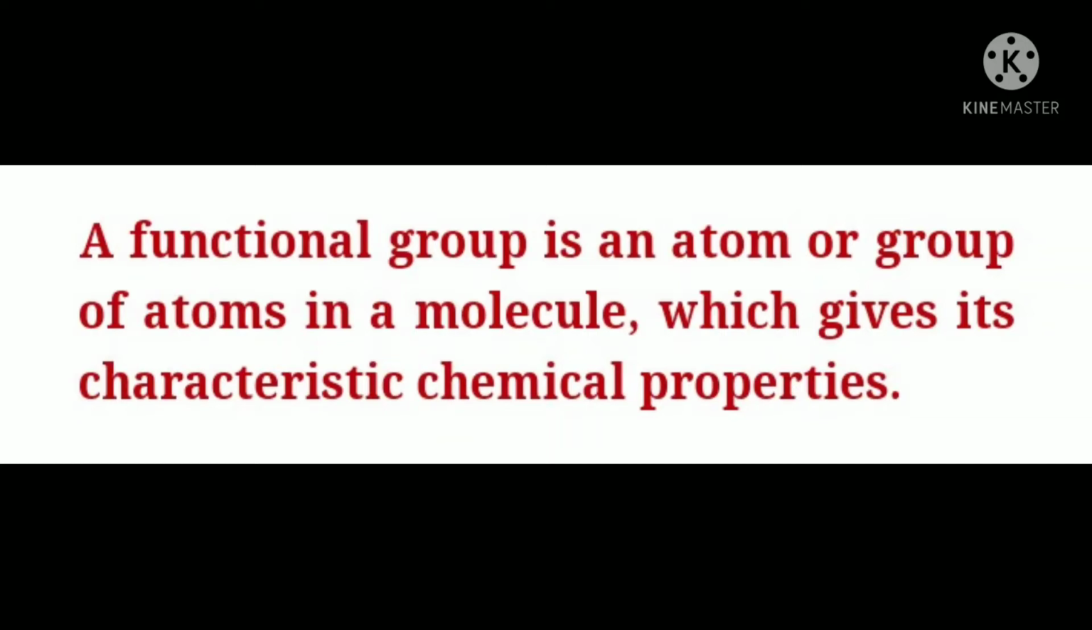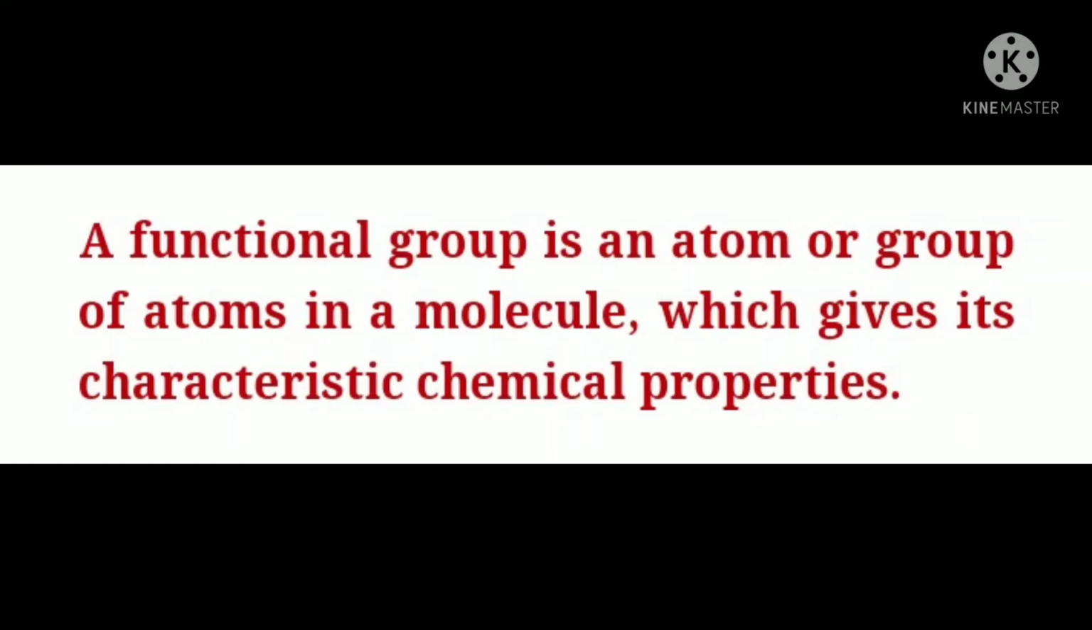And this group of atoms we call what? Functional groups. So we can define the functional group as what? A functional group is an atom or a group of atoms in a molecule which gives the characteristic chemical properties. So the chemical properties rely on the functional group attached to the hydrocarbon. If the chemical properties rely on the functional group, it means the physical properties rely on the remaining part of the structure, that is the hydrocarbon chain.